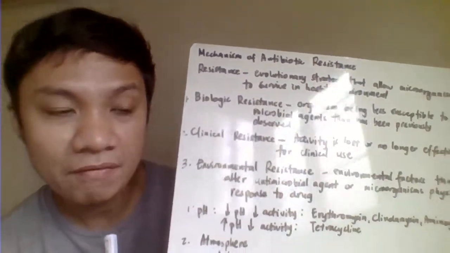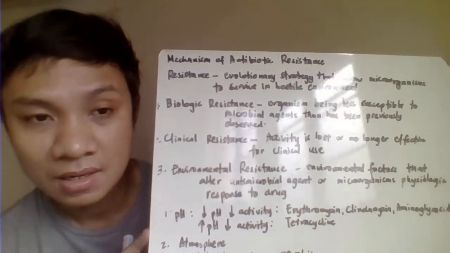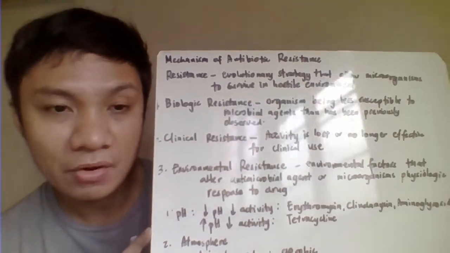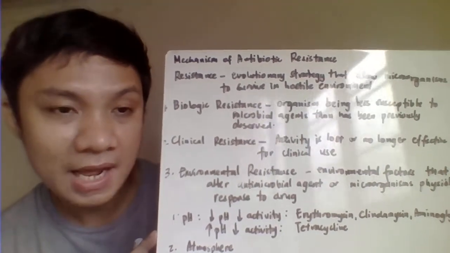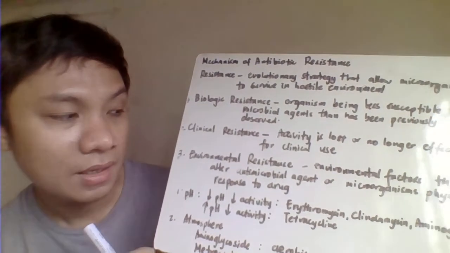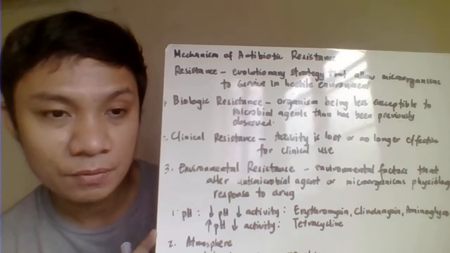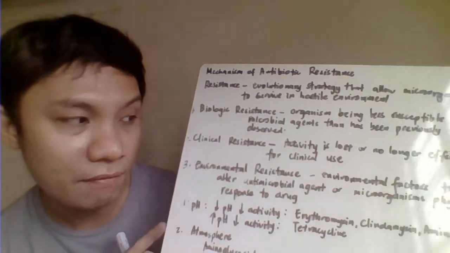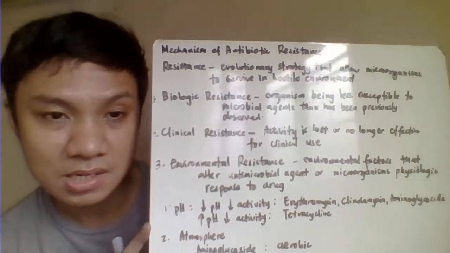Okay, then we have your environmental resistance. Environmental resistance is a type of resistance rendered by your microorganisms when they are exposed to an environment that tries, number one, to alter the antimicrobial agent, or another one, it would also become resistant to the environment because of the microorganism's physiologic response to your drugs.